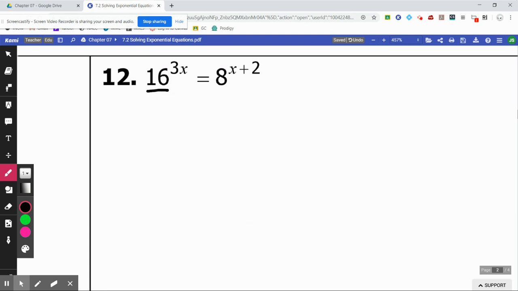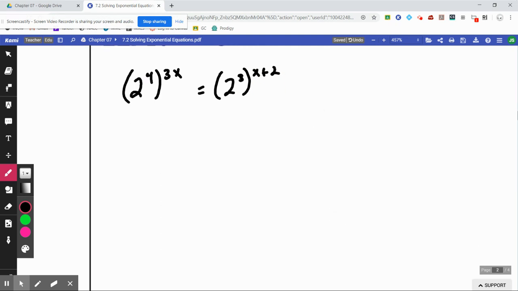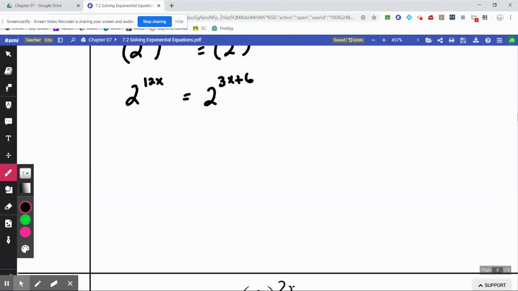This is 4 times 4, but this is not a power of 4. So we're going to have to go down further. We're going to write 16 as 2 to the fourth power. We're going to write 8 as 2 to the third power. Both of these numbers are base 2 numbers, so we can do this. Power to power, multiply them, gives you 12x. Power to power, multiply, gives you 3x plus 6. You have to distribute. The powers now are set equal to each other.